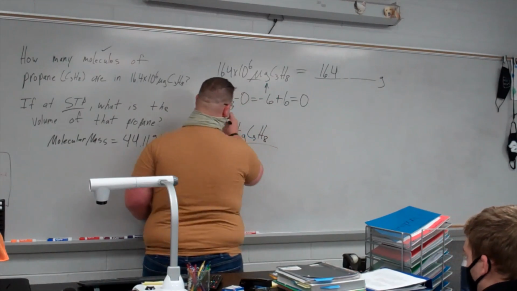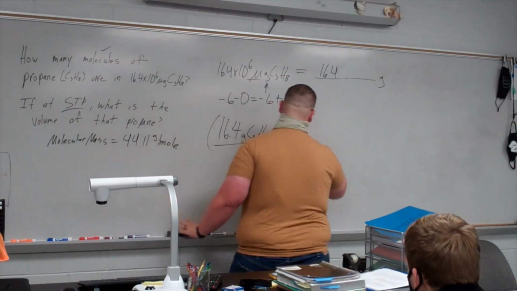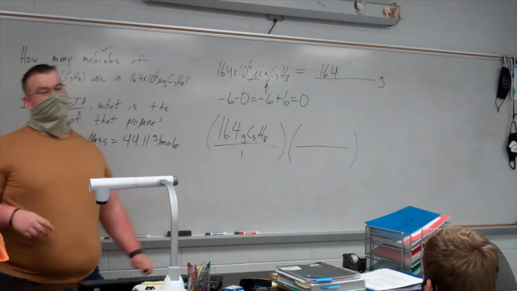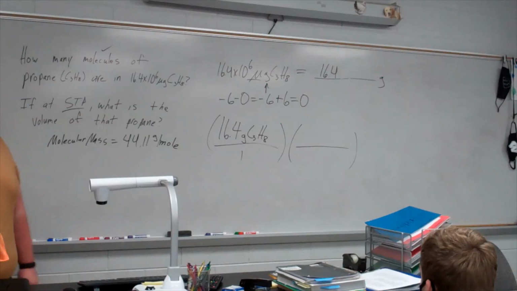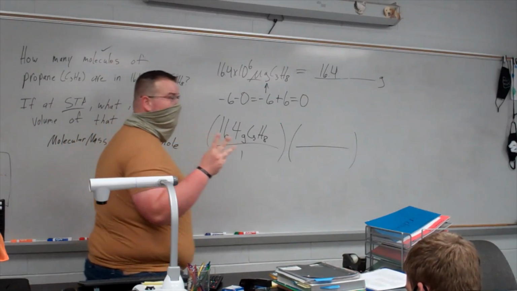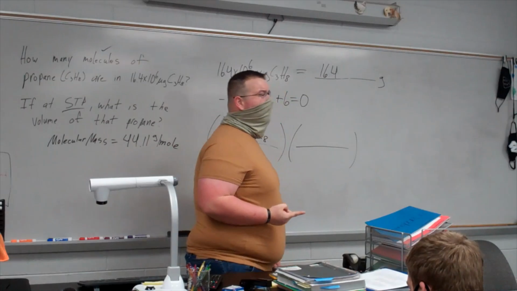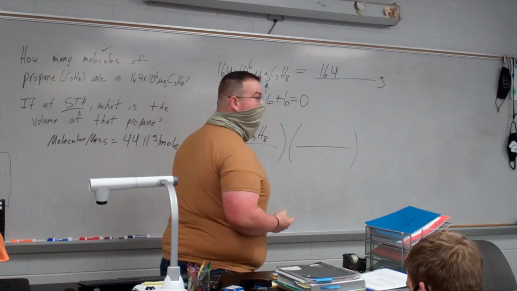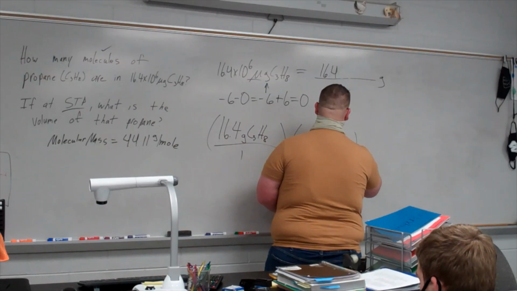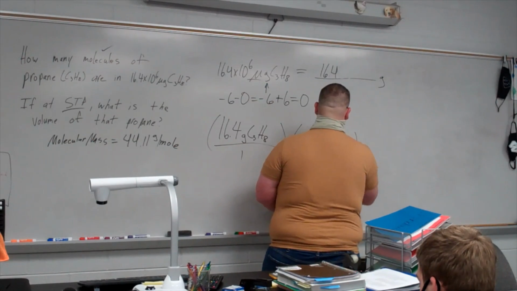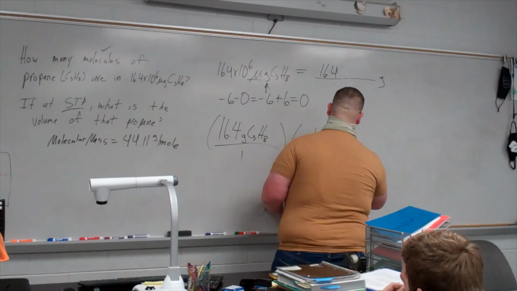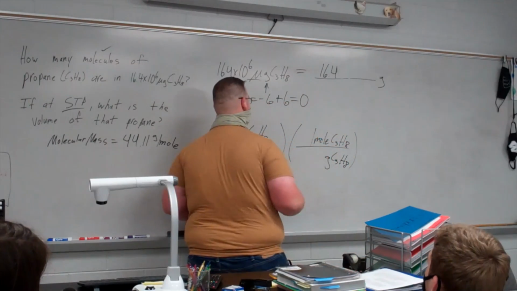I set that over 1. Then I got to set up a conversion factor. These are called mole conversions. That's the key. You either be going through, finding, or starting with moles. Therefore, moles is where we're going to. Moles goes on the top. 1 mole propane is equal to how many grams of propane? Why'd I put grams on the bottom? Because I need grams to cancel.